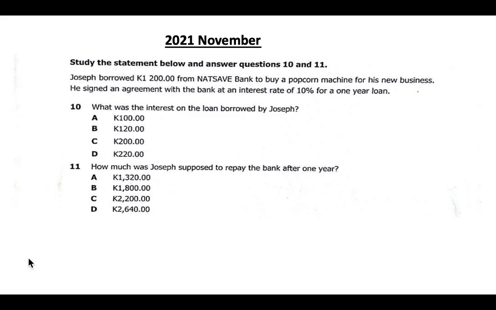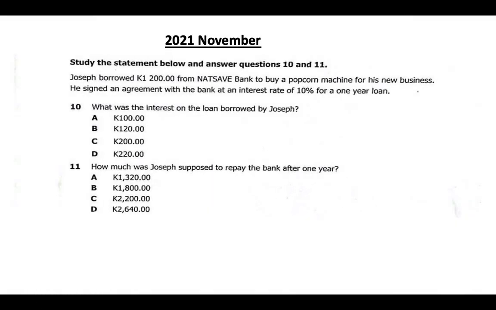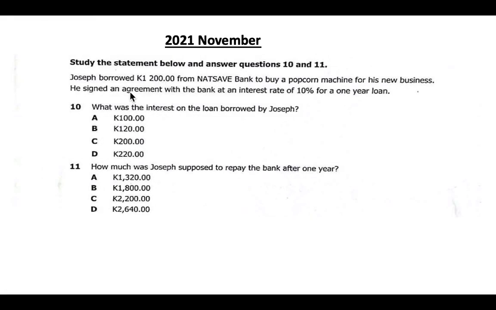Principal can be borrowed or rented. Joseph had to borrow the amount. From the question, we are given that Joseph borrowed 1,200. So this 1,200 is the principal, from Natsave Bank to buy a popcorn machine for the new business. And then the rate is how much the money is accumulating over time. So we have a rate of 10%.